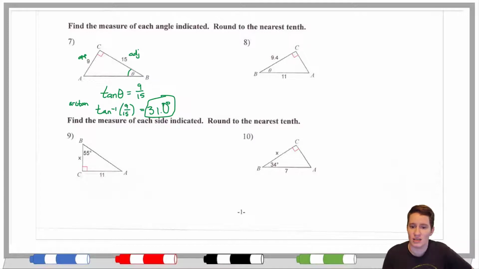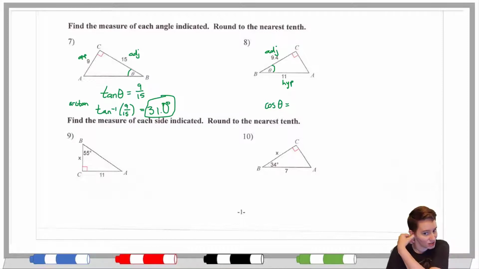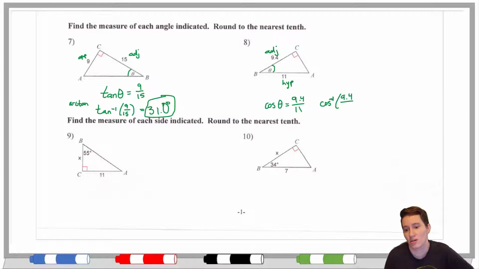On 8 here, we've got an adjacent side that we know, and we've got a hypotenuse, so that's cosine. If you're thinking, well, couldn't we use secant? Technically, yes, but if you're assuming you're using a TI calculator, they don't have a button for secant, so you might as well just use inverse cosine instead. So cosine of theta is 9.4 over 11, so we're going to do inverse cosine of 9.4 over 11 on our calculator.